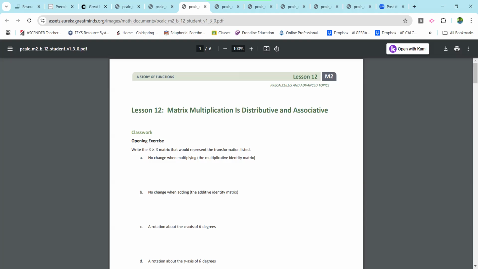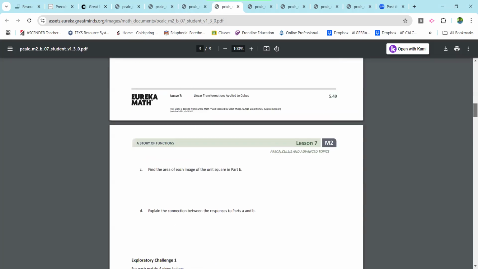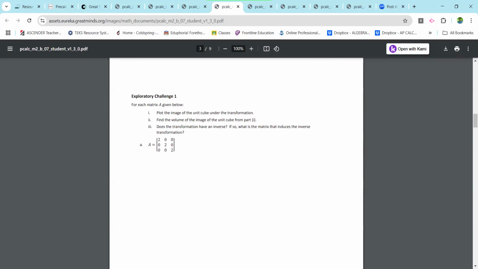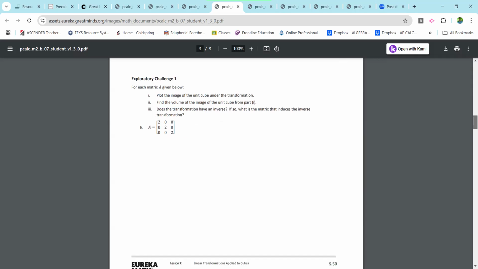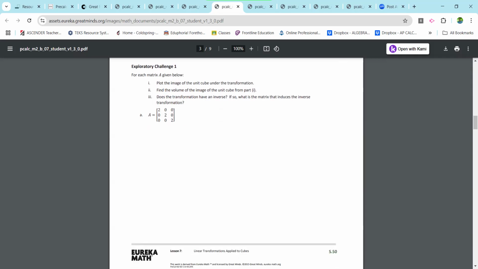And now I want to jump back to lesson 7. It's in the notes. So it's the exploratory challenge number 1. I do not remember what page number that would be for y'all. Page 55. We'll go to the exploratory challenge number 1, and we're going to look at part A through C, or all 3 of them, and be able to get the answer.